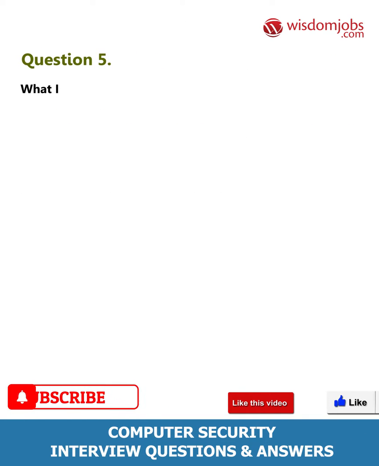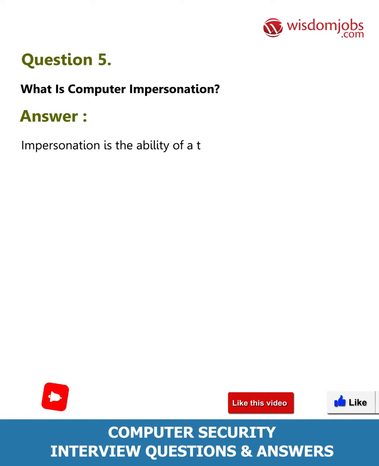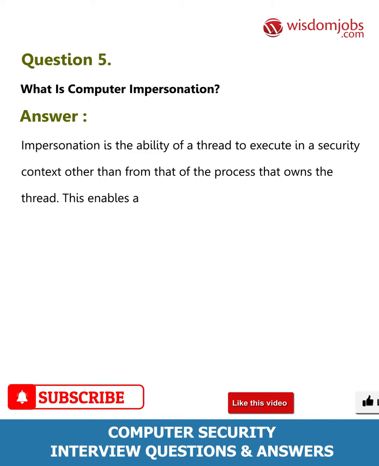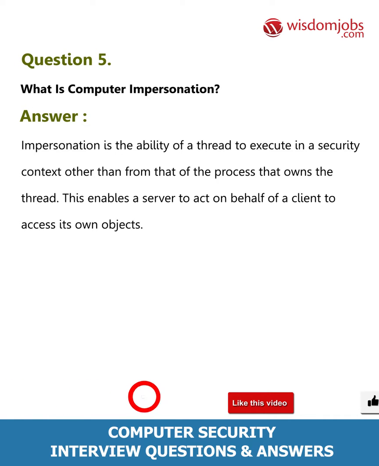Question 5. What is computer impersonation? Answer. Impersonation is the ability of a thread to execute in a security context other than that of the process that owns the thread. This enables a server to act on behalf of a client to access its own objects.